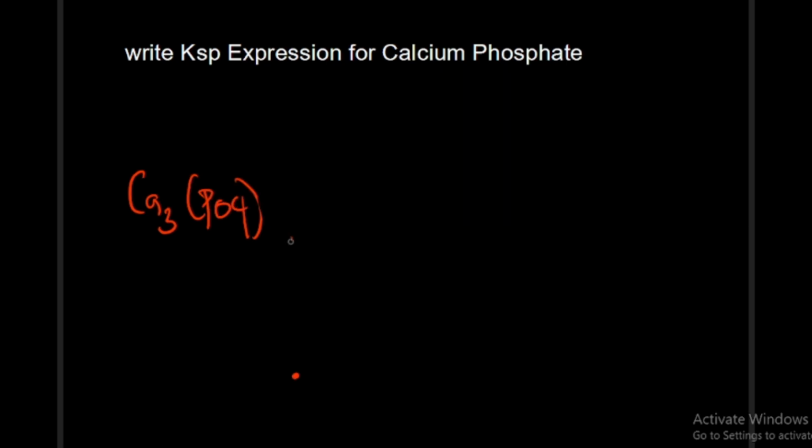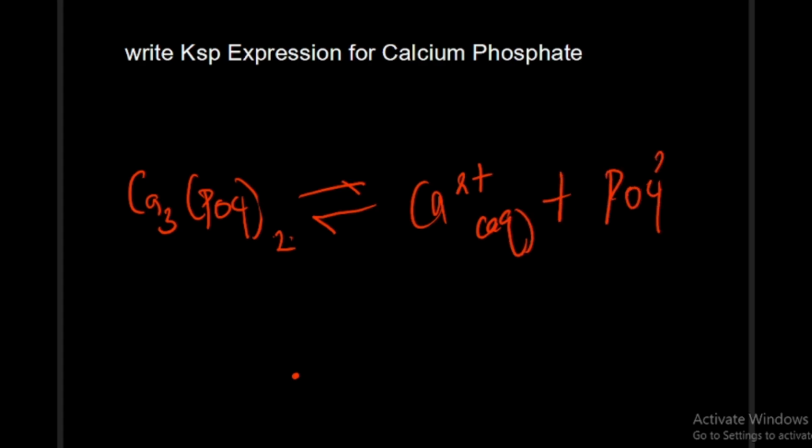So here we have what? Here we have 2, right? So it's going to be Ca2+ aqueous plus PO4 3- aqueous, not 2 minus, 3 minus. So how do you now write the Ksp expression?